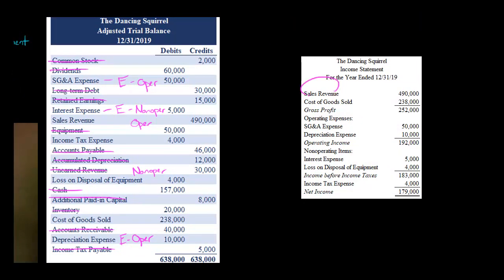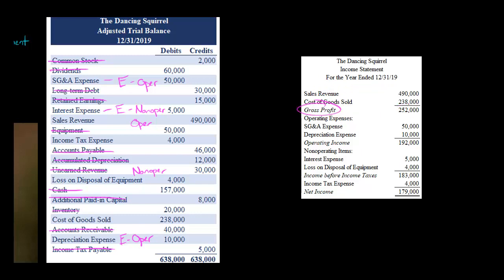So sales revenue, we said that that was an operating revenue, so that's going to be at the top. It's not going to be in the non-operating section. Well, you see that here. We got these non-operating items. So sales revenue would not go there. So it's at the top of our income statement. We've got $490,000. We just took the number right out of the adjusted trial balance. And after sales revenue, we subtract cost of goods sold. Okay, and that gives us our gross profit. So we have $252,000 gross profit.